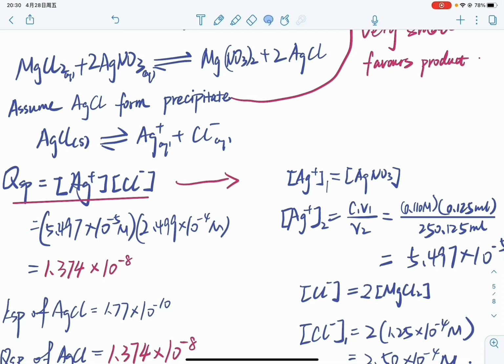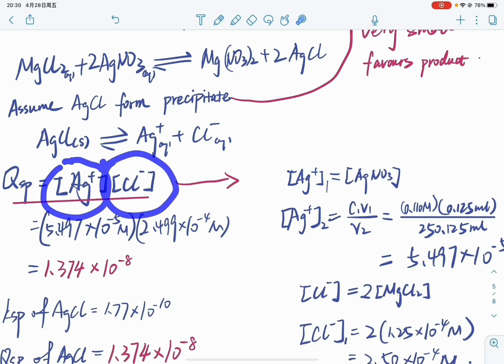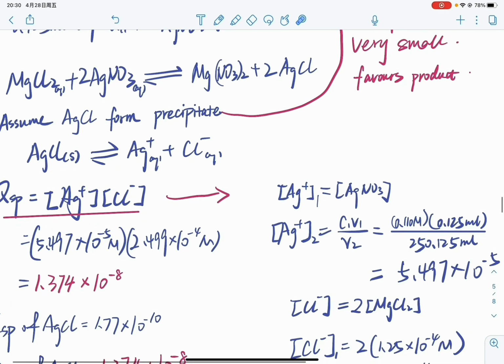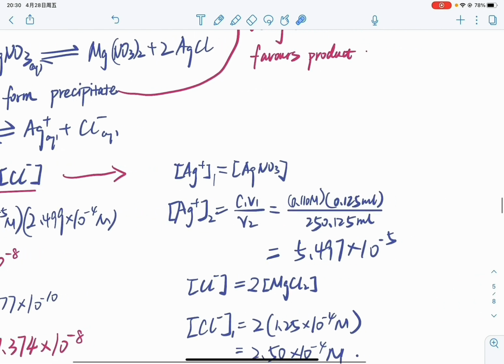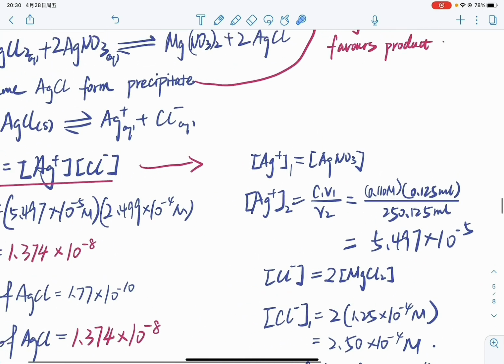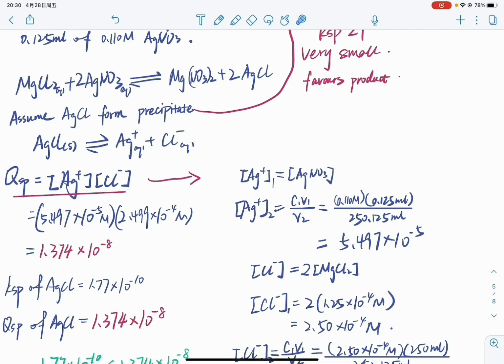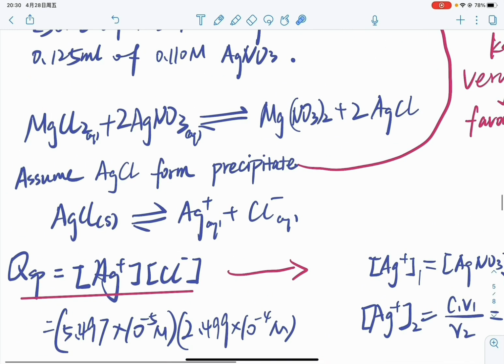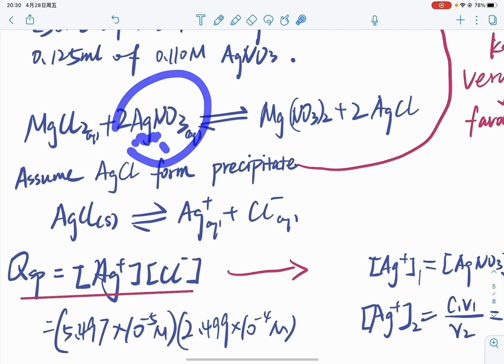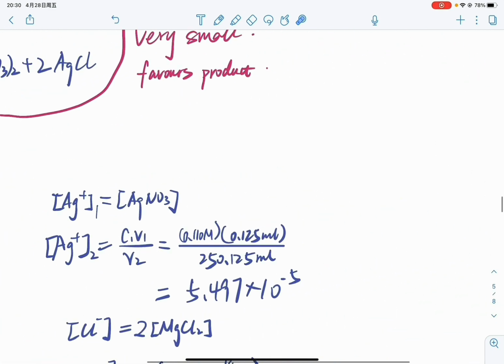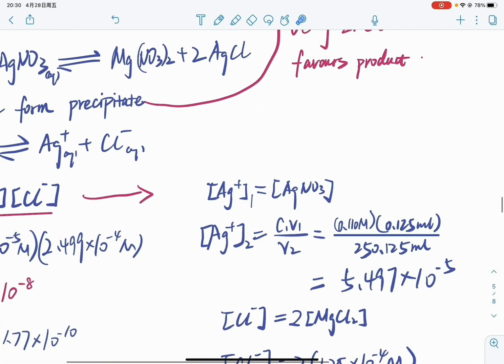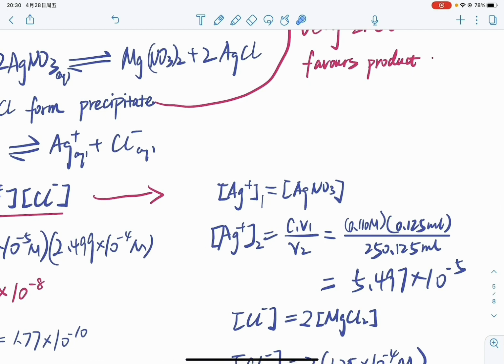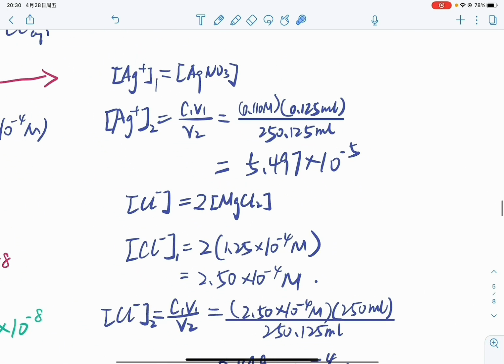So for the QSP, we have to note the concentration of Ag plus and also the concentration of Cl minus. So we have now to figure out these two. To find the concentration of Ag plus, we can look back to our equation here. We can find that the concentration of Ag is the same as the concentration of AgNO3, because the ratio is 1:1, which means that 1 mole of AgNO3 will have 1 mole of Ag plus. So they're the same.